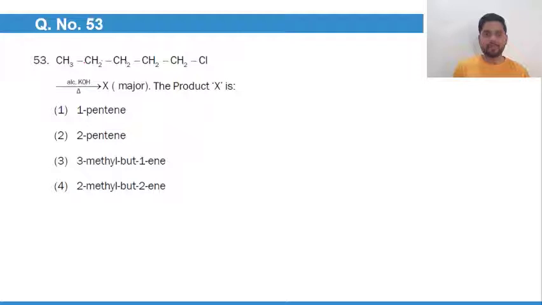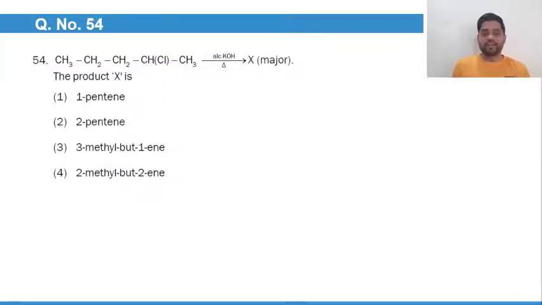53. This is 1, 2, 3, 4, 5. Okay, so chloropentane in presence of alcoholic KOH. So alcoholic KOH will give you E2 mechanism, and in E2 mechanism there is no rearrangement. The product X will be, so from here halogen will go, from here hydrogen will go, and there will be a bond over here. So it will become 1-pentene or pent-1-ene. So option number 1 is the right answer. Okay, so for question number 53, option number 1 is the right answer.